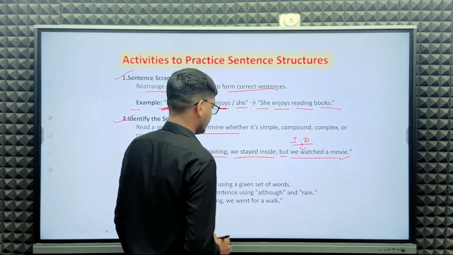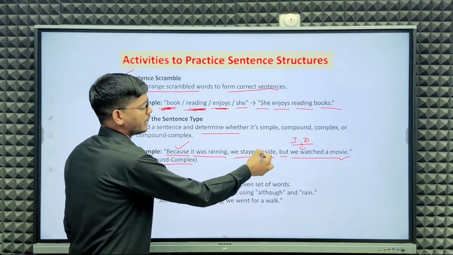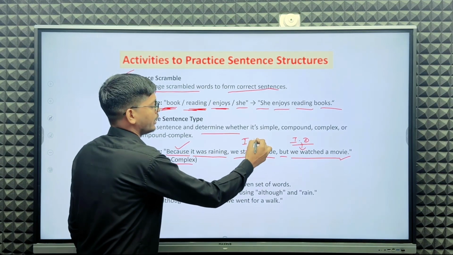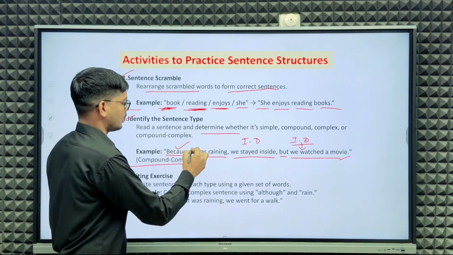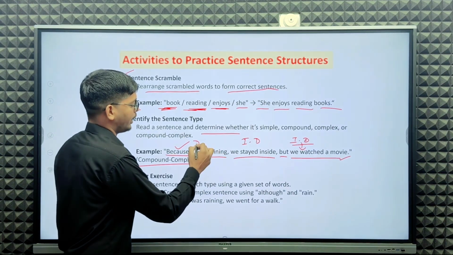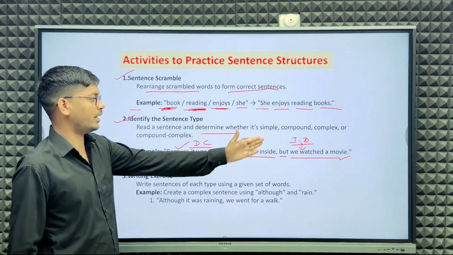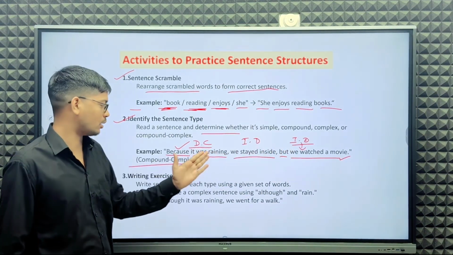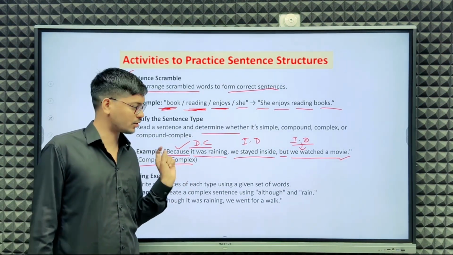"She stayed inside" is an independent clause. "We watched a movie" is also an independent clause. "It was raining" is a dependent clause. So the definition of compound-complex is easily fulfilled.